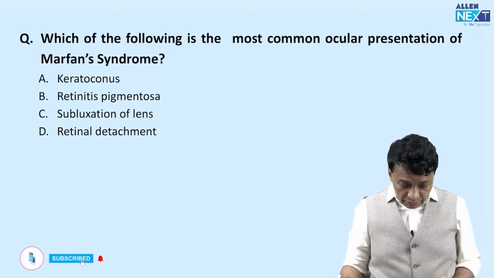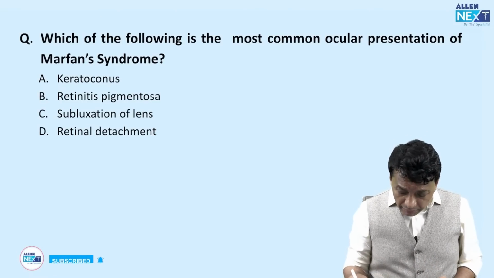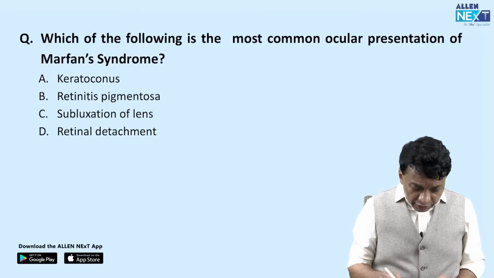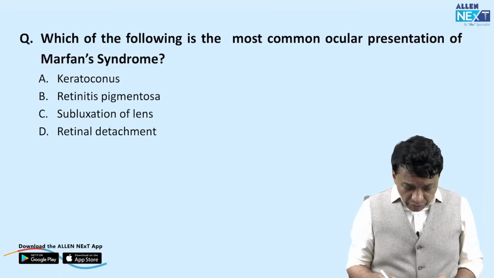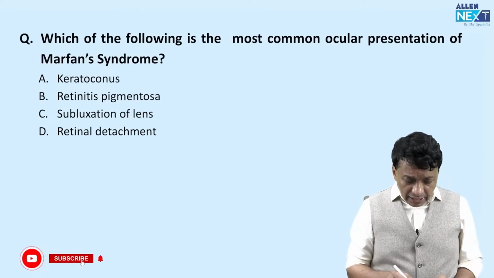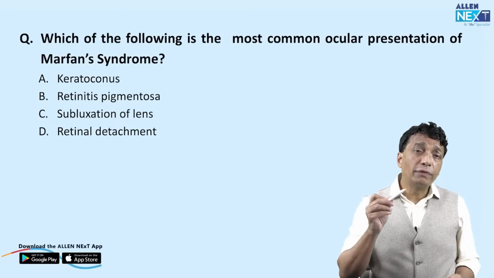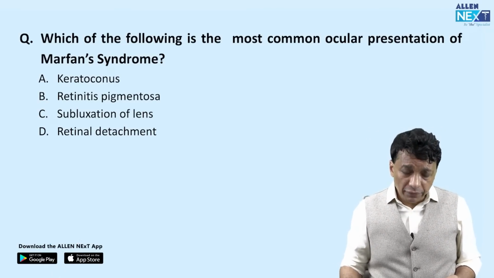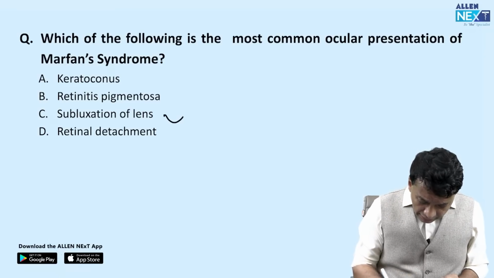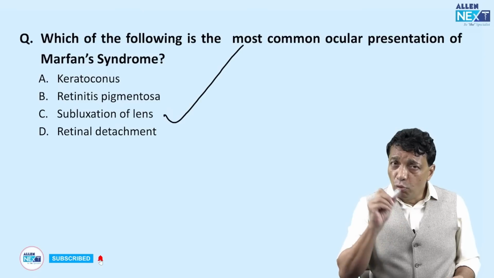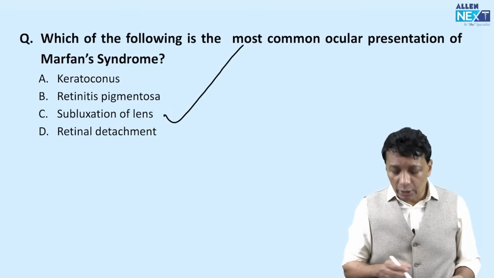So this was keratoconus. Which of the following is the most common ocular presentation of Marfan syndrome? And that's very important. Remember, Marfan syndrome. Is it keratoconus, retinitis pigmentosa, subluxation of lens, or retinal detachment? Remember, a lot of these conditions do occur in Marfan syndrome. There are a lot of ophthalmic manifestations of Marfan's, but the single most common is subluxation of lens. The lens gets moved, it gets ectopia. We also call it ectopia lentis.